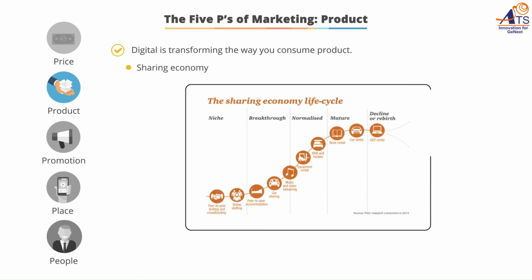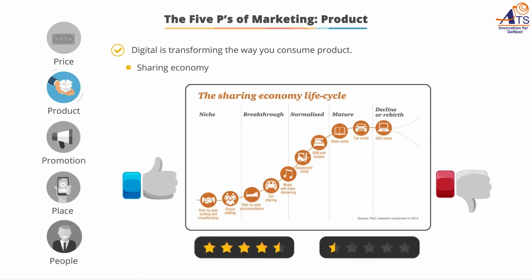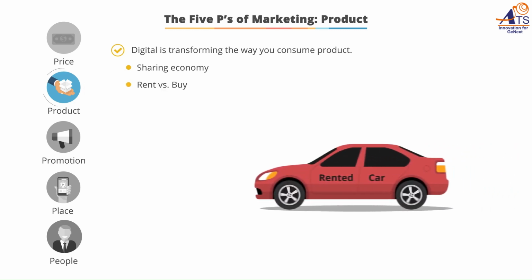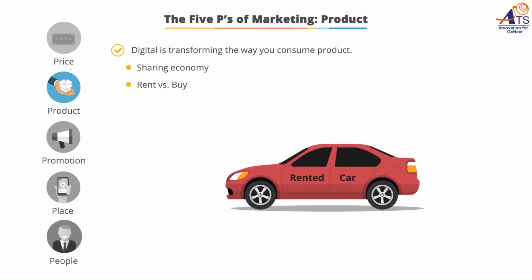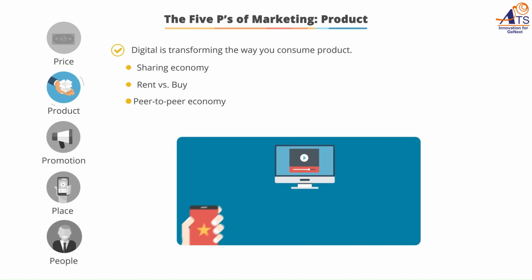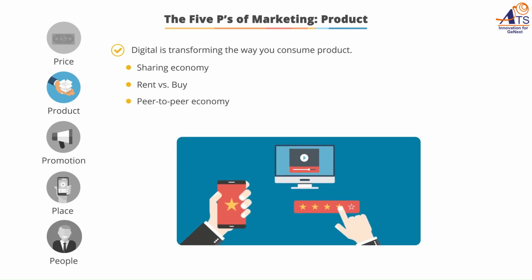In the sharing economy, people can rank and evaluate products, which will have a huge impact on the decision process of other people looking at those same products. In the subscription model, instead of buying in a classic way, we can actually rent a service. In the peer-to-peer economy, the users of a product become part of the product experience itself.